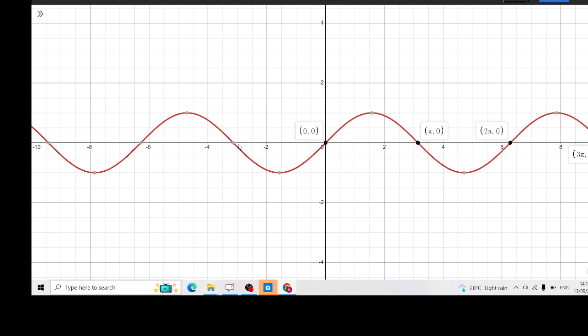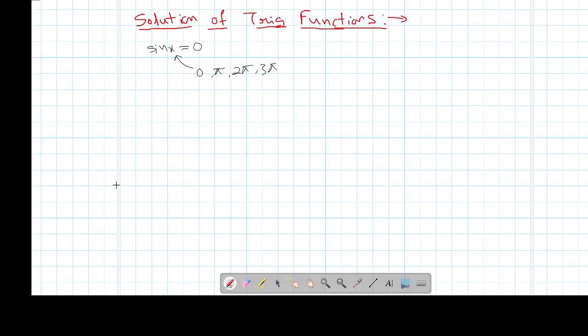If you go to the left side of 0, at minus pi it is 0, at minus 2 pi it is 0, at minus 3 pi it is 0, and so on. It will continue till minus infinity. So x can take 0, pi, 2 pi, 3 pi, and so on. On the left-hand side, it can take minus pi, minus 2 pi, minus 3 pi, and so on. In the solution, what will you write? You have so many values, and for all of them you will get 0 only.